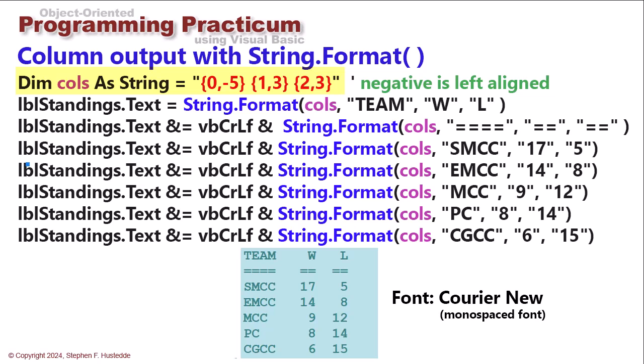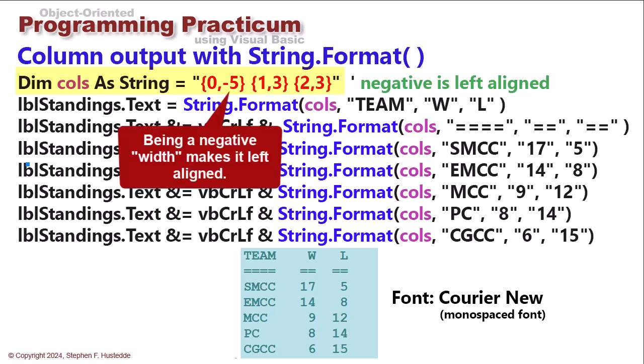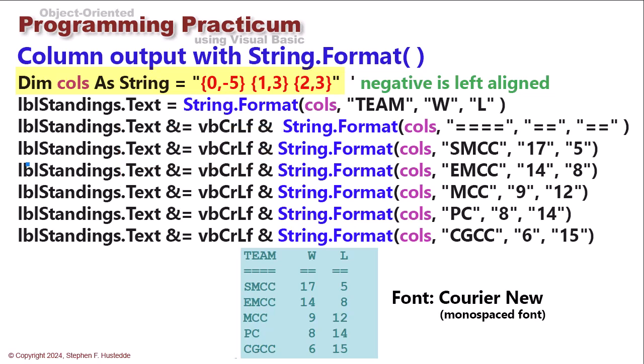In this case, I named it COLS for columns, in which we specify the width of each column and whether it's left aligned or right aligned. So you'll see here that I have 0, -5. 0 is the column number, so we start counting with 0. It is left aligned and has a width of 5 spaces. Then column 1 is right aligned with 3 spaces, and column 2 is right aligned with 3 spaces. So the columns are always going to be 0, 1, 2, 3, and so forth. And then the second number within the curly brackets is the width, and if it's a negative, it's left aligned.